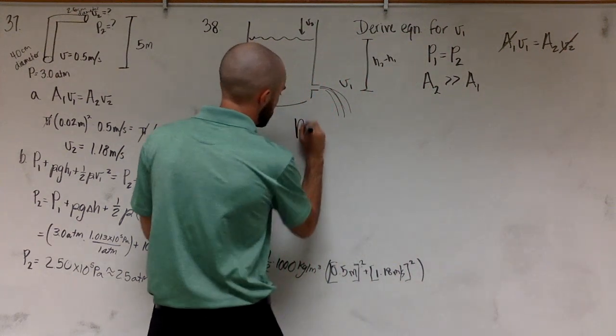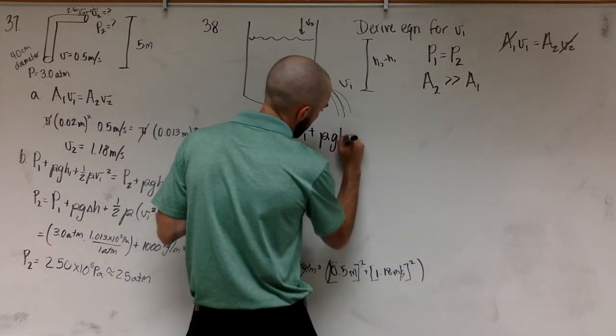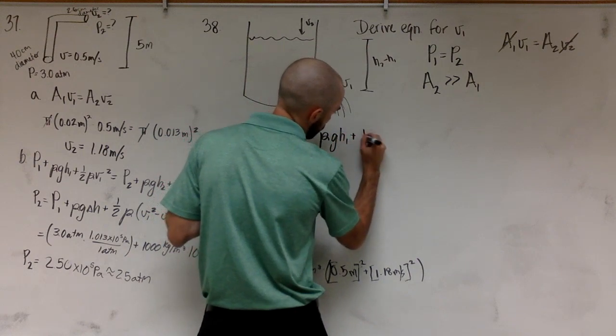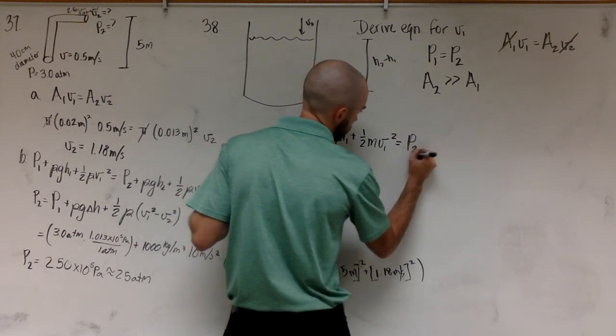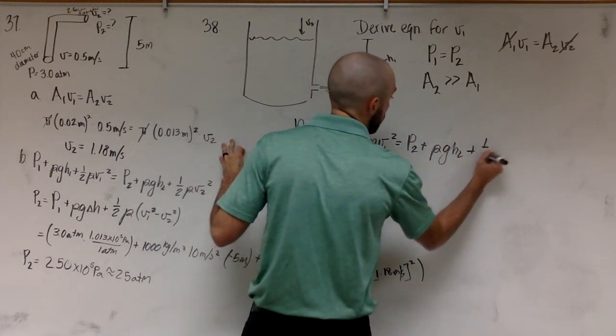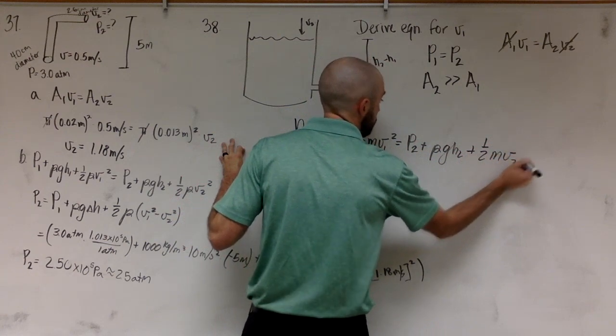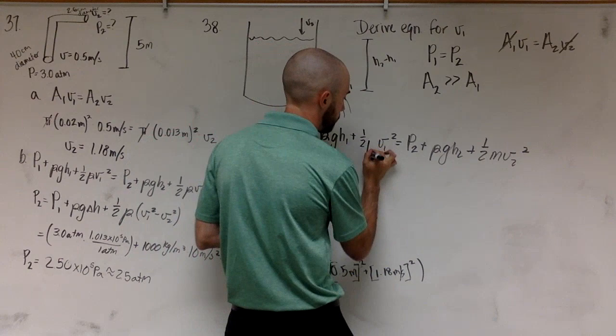Because when we look at it in Bernoulli's equation, P1 + rho g h1 + 1/2 rho v1 squared = P2 + rho g h2 + 1/2 rho v2 squared. Whew, sorry, not m, this should be rho.